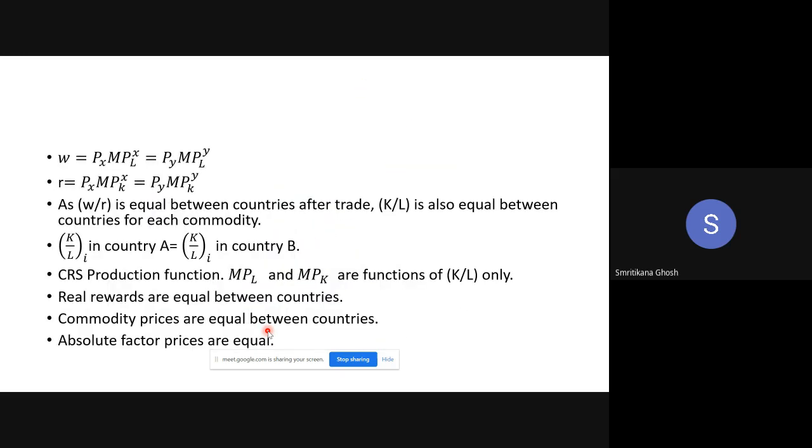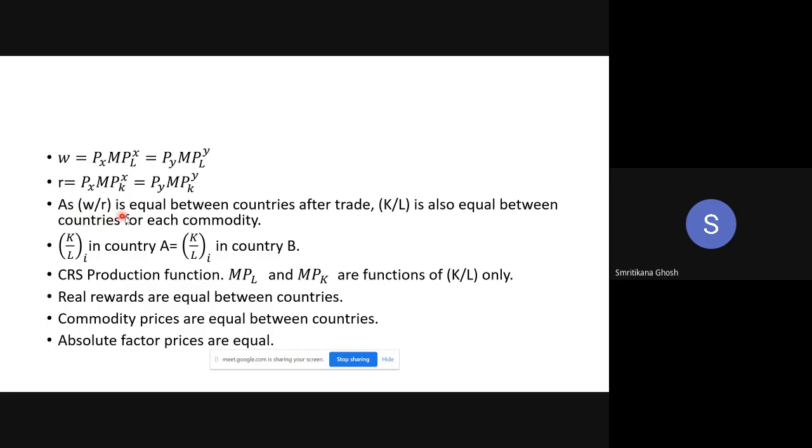So now here, at the equilibrium, we know wage is equal to VMPL, right? So this is true for wage and this is true for rent as well, right? VMPL and VMPK if it is rent. So for both the commodities, this relationship is true at the equilibrium. Now look at the third bullet.